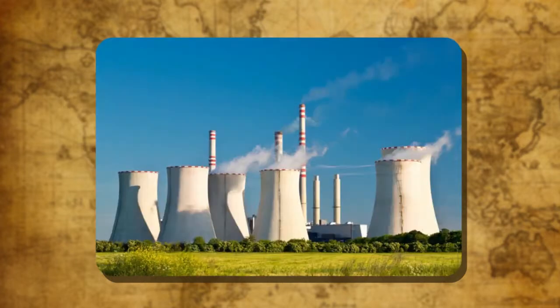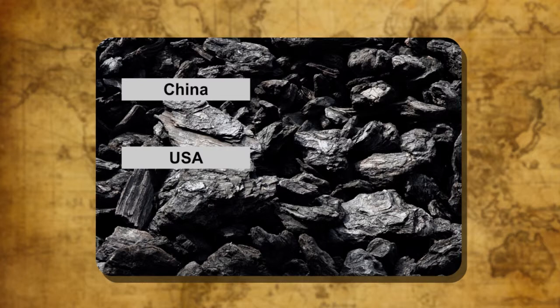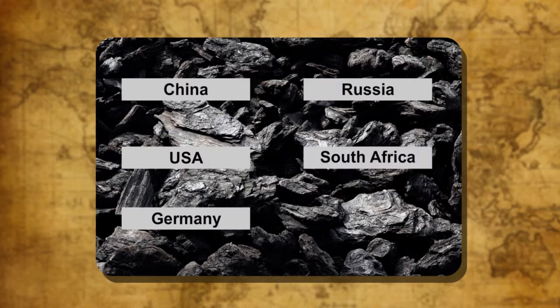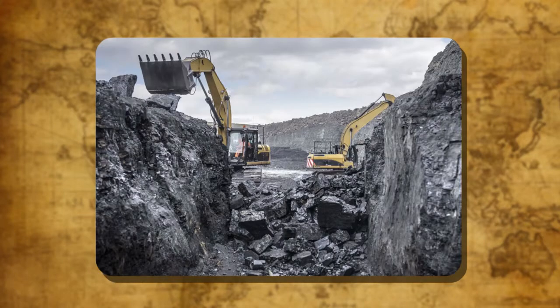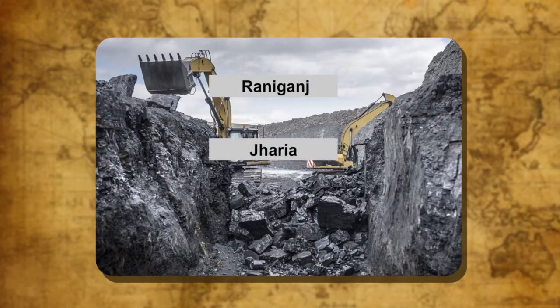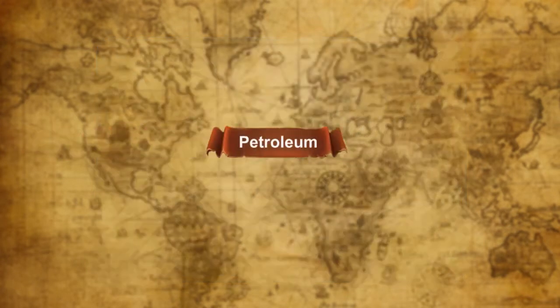Although it is widely found, coal is efficient to produce thermal electricity. It adds to pollution when it burns, and it is bulky to transport. China, USA, Germany, Russia, South Africa, and France are the leading producers of coal. In India, Jharkhand is the main producer of coal, where it is mined from Raniganj, Jharia, and Bokaro.